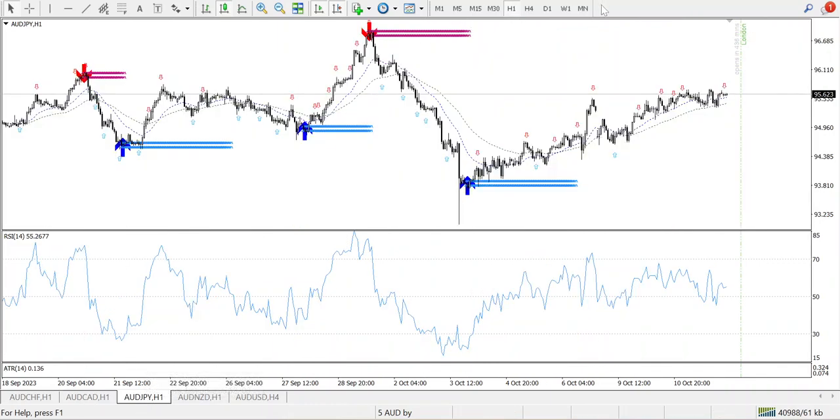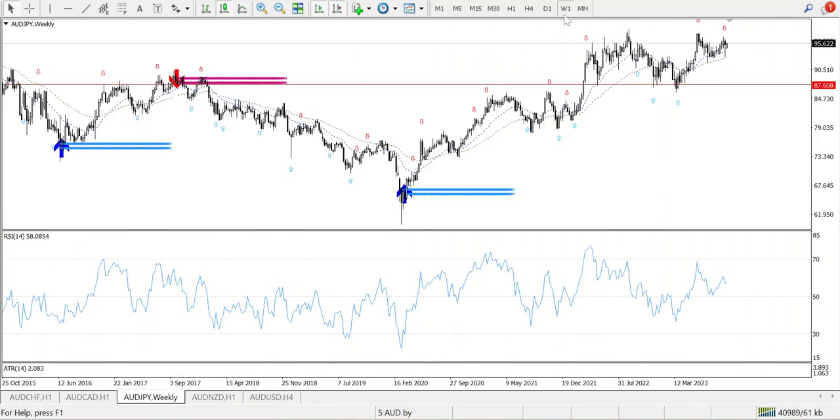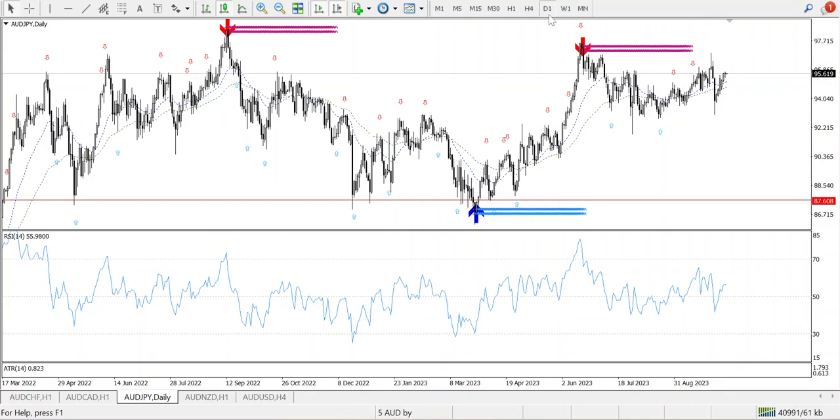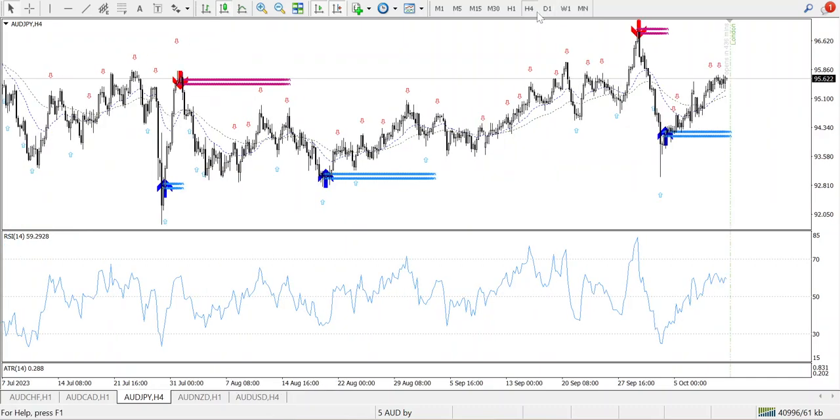Coming to EURJPY, weekly, nothing. I can't make anything out of it. Daily, no, yeah, nothing. Hour 4, it is something I would not like to work on right now.